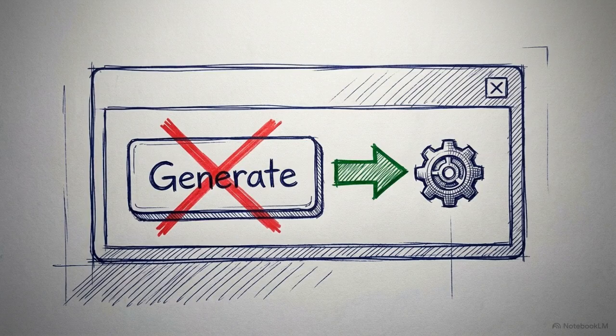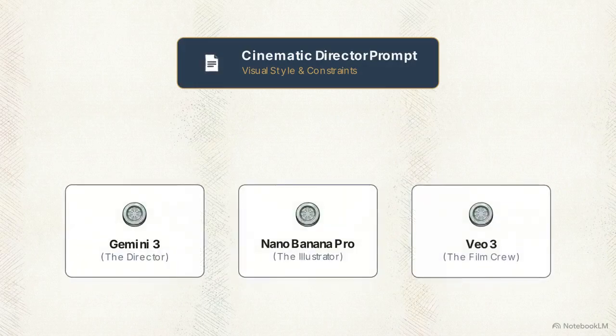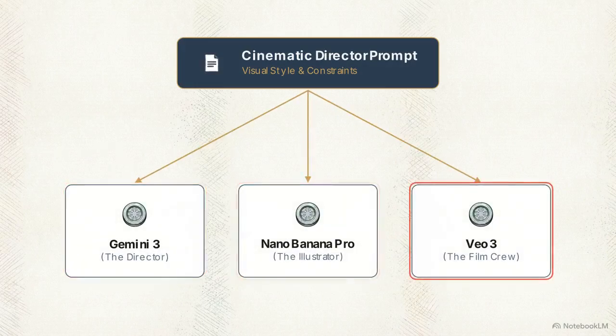First, click the Settings icon to open the customization box. Here, we will use a Cinematic Director prompt framework. This is a specific set of text instructions that establishes firm creative constraints for the AI models to follow.